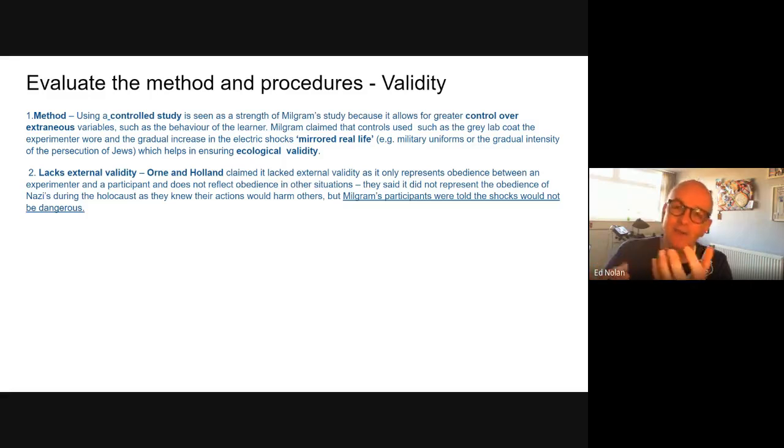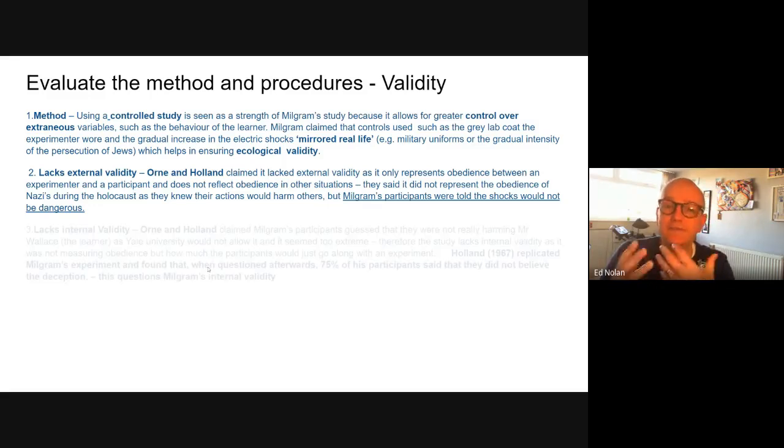One of their arguments is that these participants were told that this isn't going to harm Mr. Wallace. Well, if you're given a gun with bullets in and told to point it at somebody, you know then that that is going to harm them. So they argued that it didn't reflect real life.